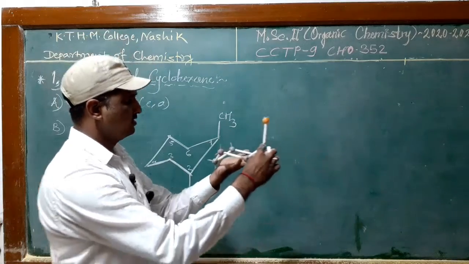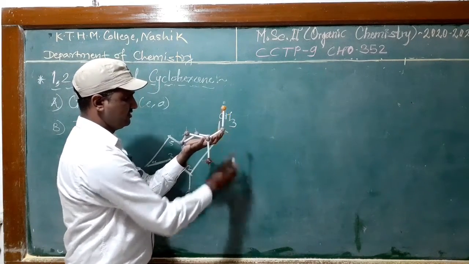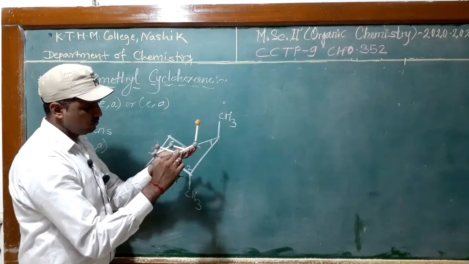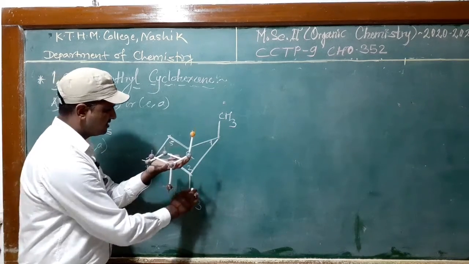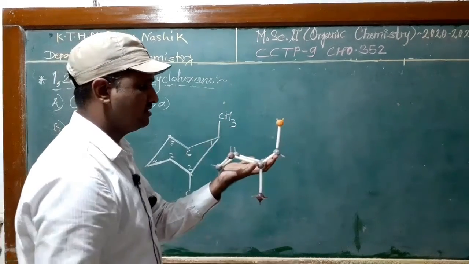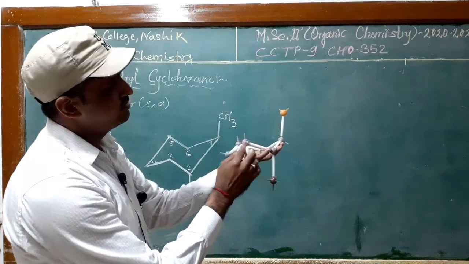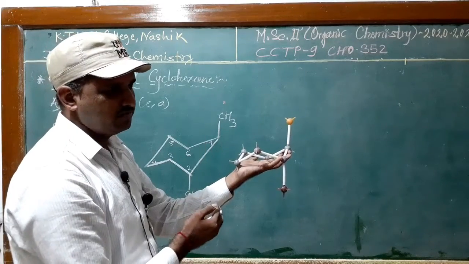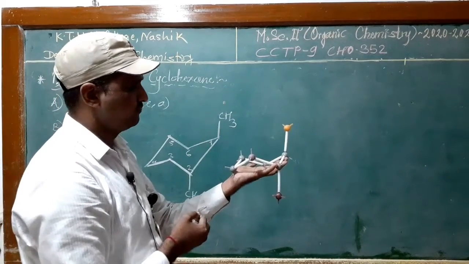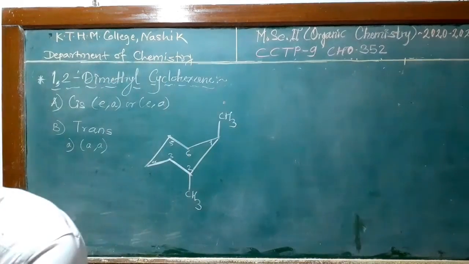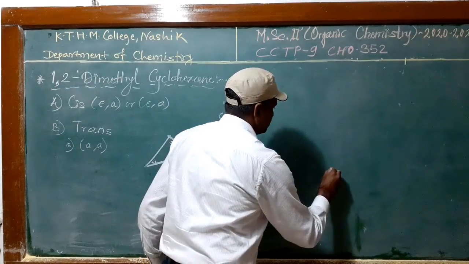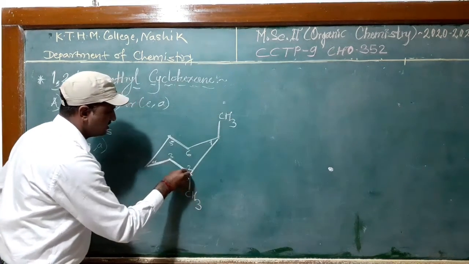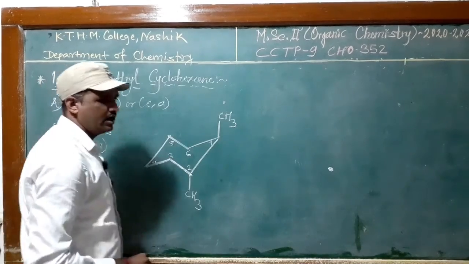Carbon number 1 has an axial CH3, carbon number 2 has this downward direction axial CH3. So carbon number 2, 3 and 4 we are considering as the front carbon atoms for this Newman's projection. For this Newman projection, we again consider carbon number 2, 3 and 4 as the front carbon atoms.